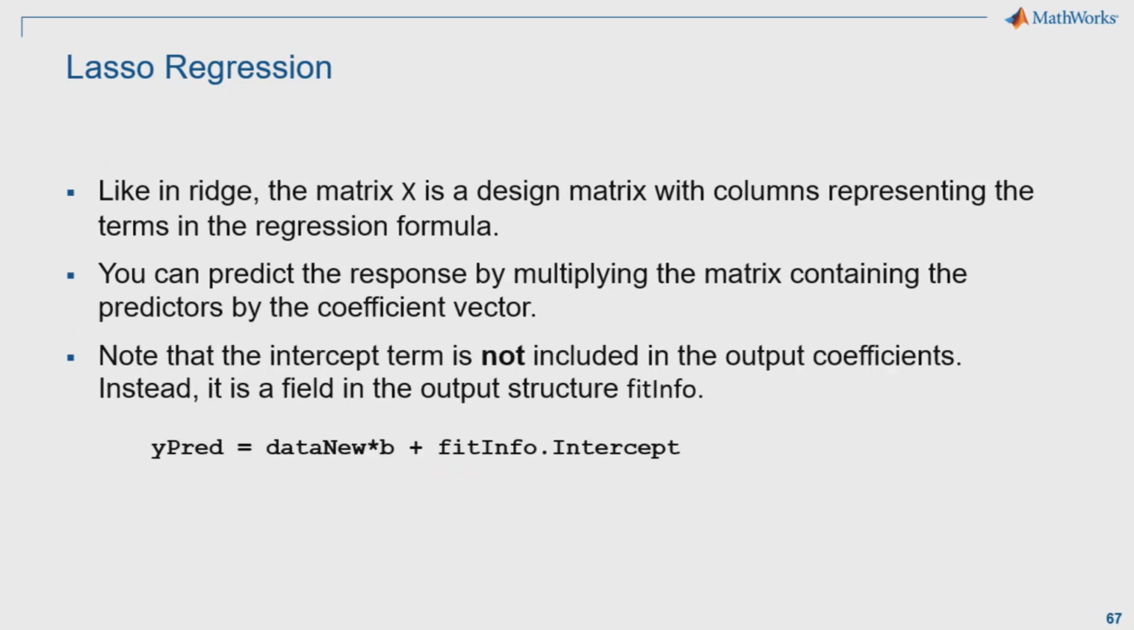And again, as in ridge regression, you can use this formula, which is similar but not exactly equal to the one of ridge regression, to predict the result of your model. Actually here, B this time is just the bias, is just the intercept, and fit information contains all the other parameters of your model.